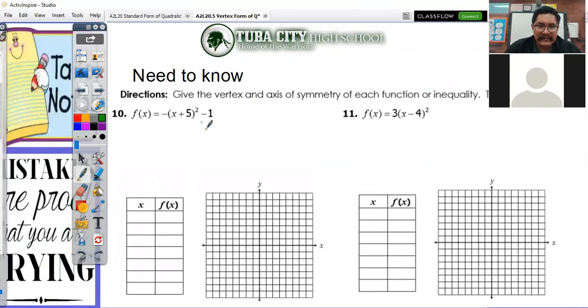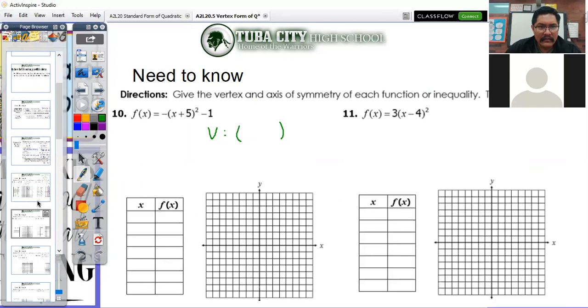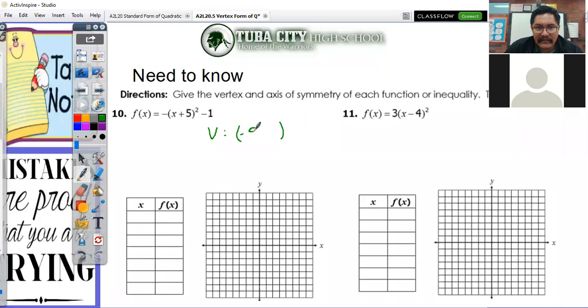So vertex. And again, remember, it's going to be the opposite of this here. Wait a minute. Am I looking at the right one? Oh, no. Okay, let me flip my packet over to the correct page. I thought for a second I was looking at the wrong one. All right, so it's going to be the opposite of this one here. So -5 and -1. Axis of symmetry is the x value, so x equals -5.